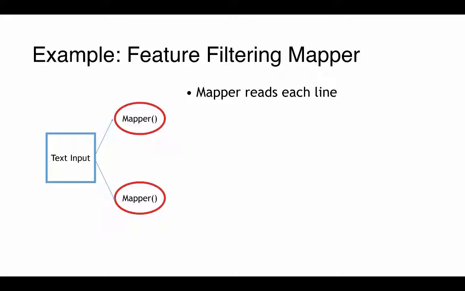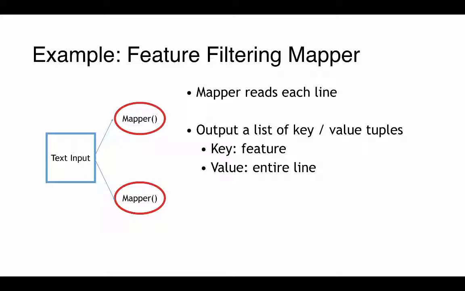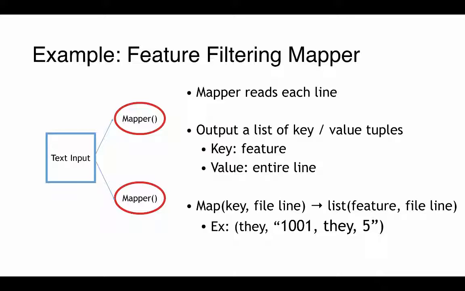We feed our mapper one line of the table at a time. It reads in each line and outputs a key and value to be acted on by the reducer. The feature is used as the output key, and the entire line, including the feature, is used as the value. When viewed as a function on key-value pairs, the mapper acts on a key and file line and then returns a new key and value. For example, we read in the line 1001 they 5 and return the key they and value 1001 they 5.